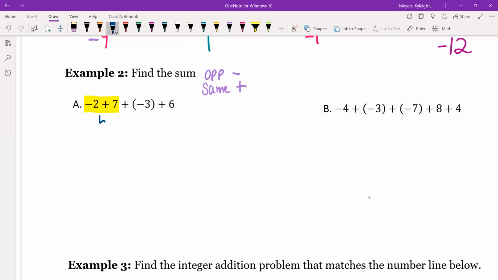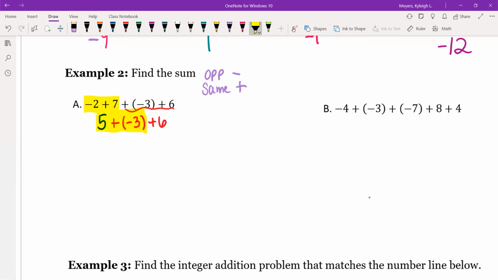7 minus 2 is 5. And then we can't forget about the rest of this. So I'm just going to rewrite this exactly how I see it. Rewrite everything exactly how you see it. And now we're just focused on these next two numbers, just these two.